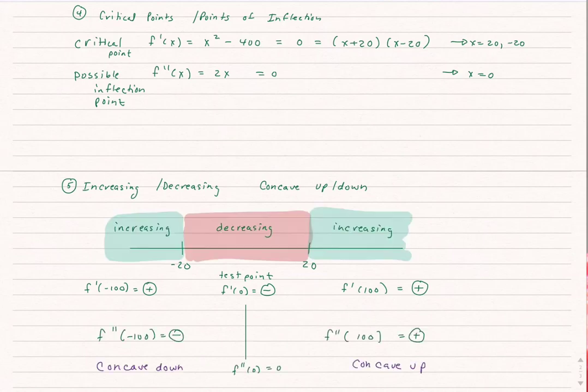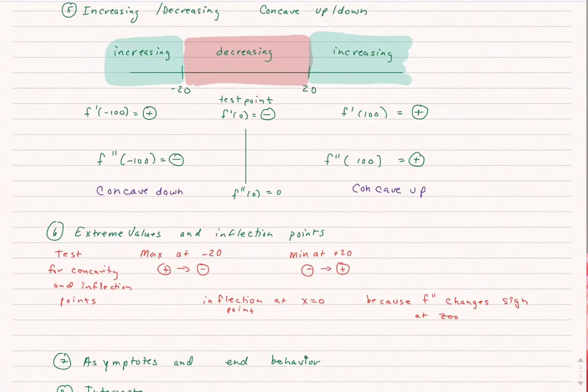The next thing I do is look at that possible point of inflection when f double prime at 0 equals 0. And if I look to the left of that, I see that f double prime is negative, and to the right of that point, f double prime is positive. Therefore, to the left of 0, I have a concave down function, and to the right, I have a concave up function. I can then find my extreme values and inflection points.